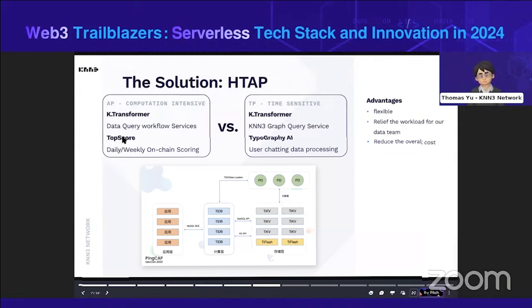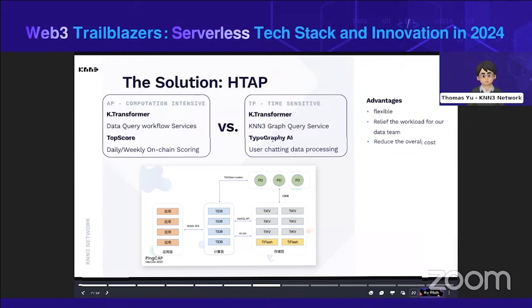So that's one thing. And on the other side, we have those data queries, which allow the user to query live data from the live blockchain. And also we have Typography AI, which is logging users' live chatting data, so that we can do the pre-preparation for the analytical large language model to process and analyze it later on. So that's kind of a streaming data service. It requires a high time intensive. So how could we collaborate these two dimensions together, right?